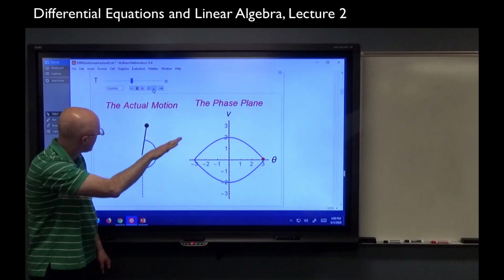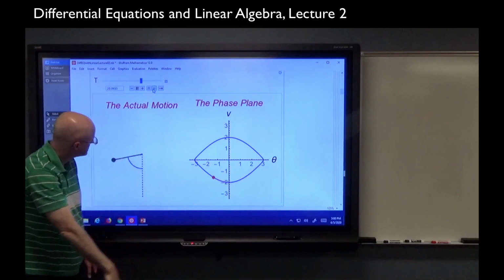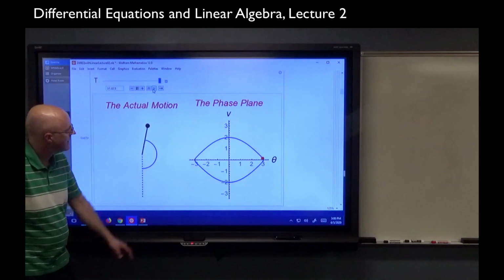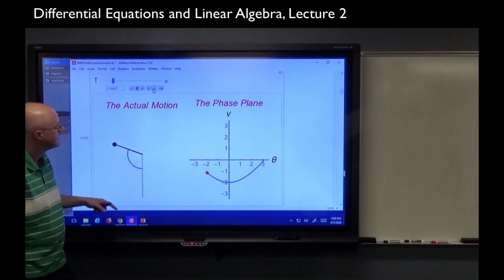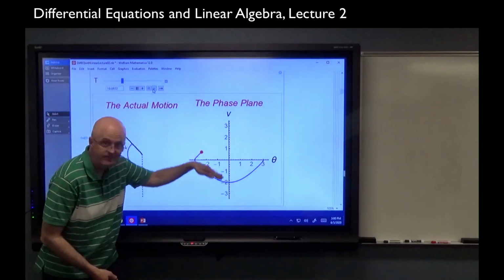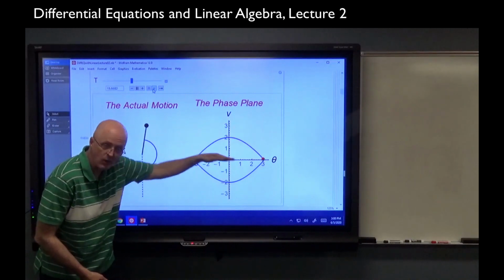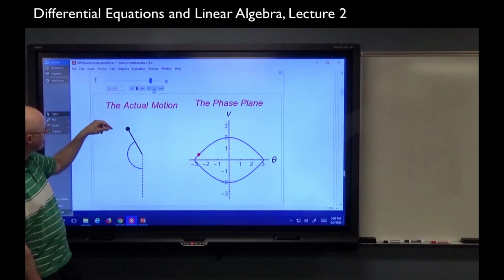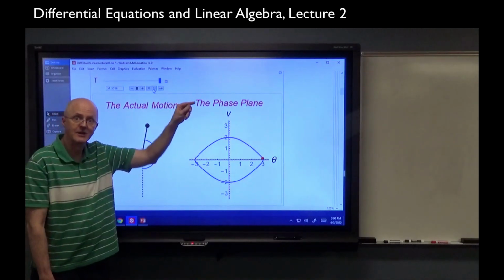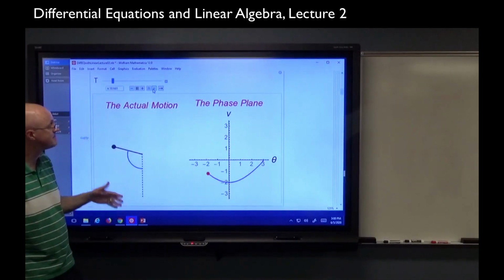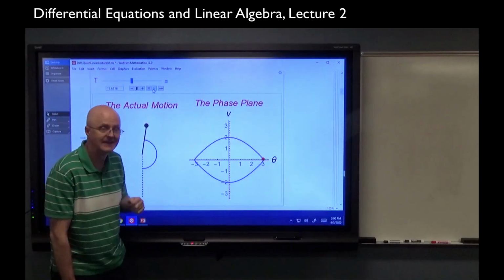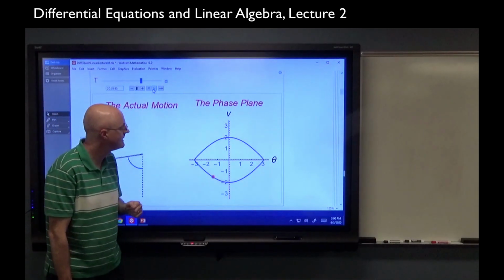When the pendulum is swinging in this direction, v is negative. The angular velocity is negative, like right now. In this picture, v is negative. You're down below this theta axis where v is negative. When the pendulum is swinging in the positive angular direction, the angular velocity is positive, like right now. You're up above the theta axis where v is positive.